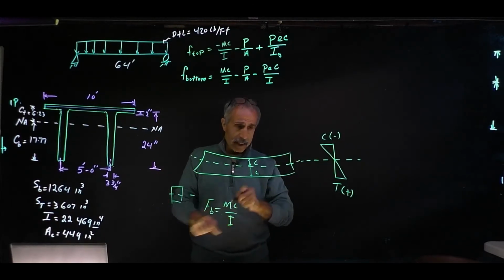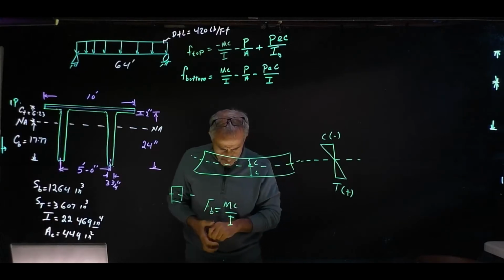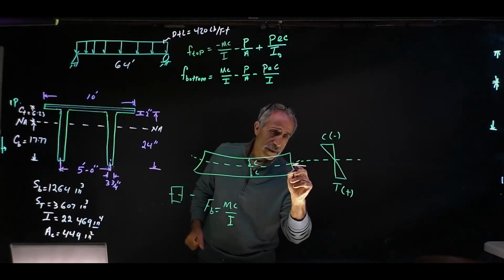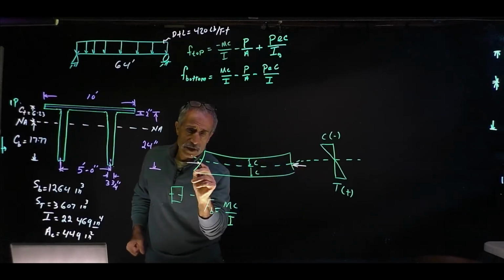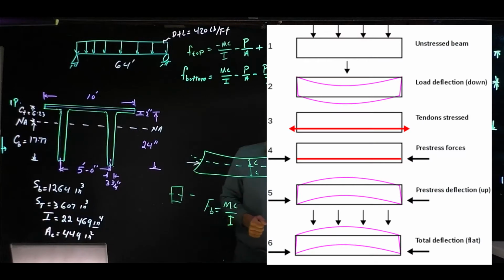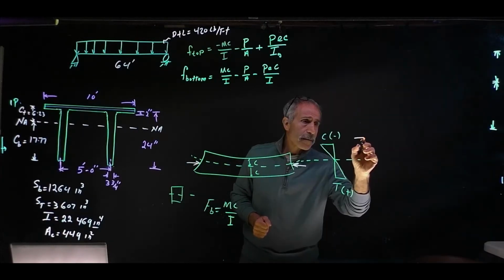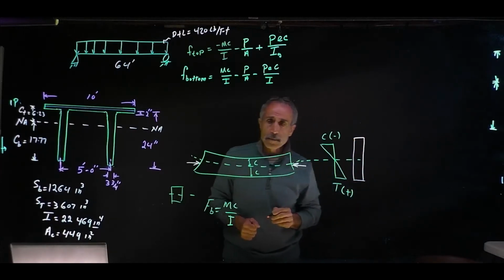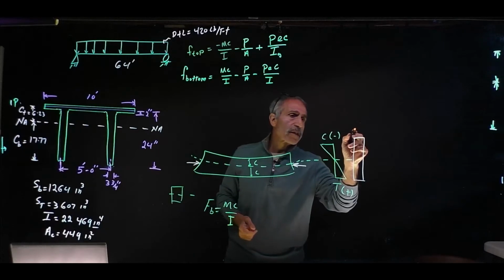So you have compression induced into it, as I show on the screen over here. Because it's created compression, now you have a compression like this added to the beam. And that's compression, so again, it's negative.